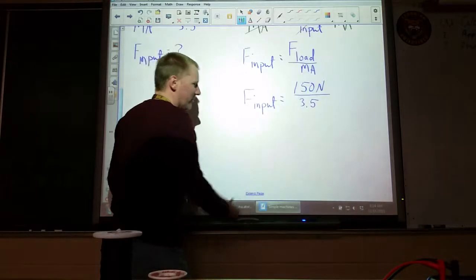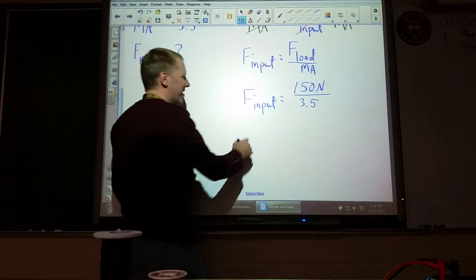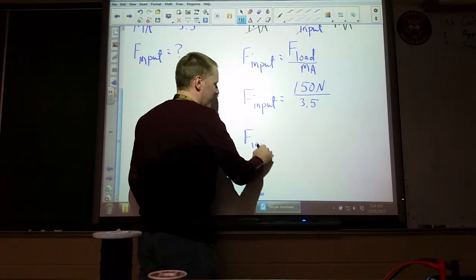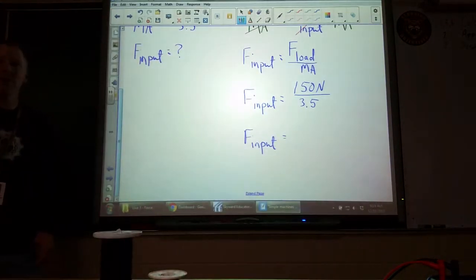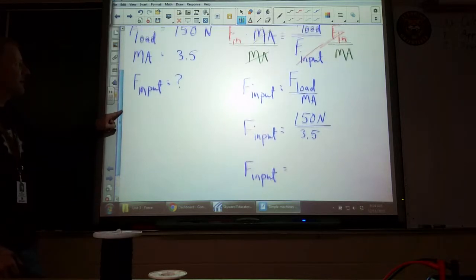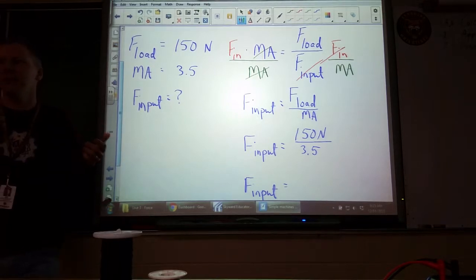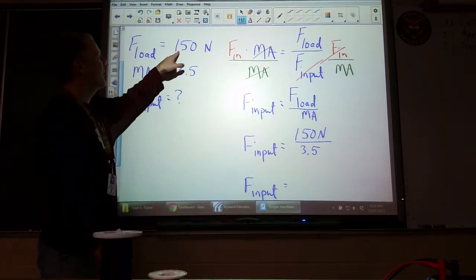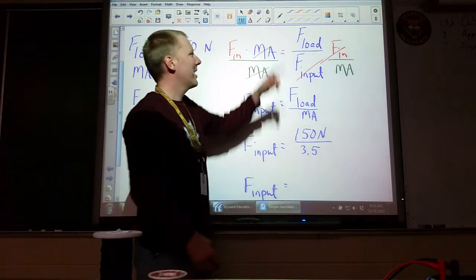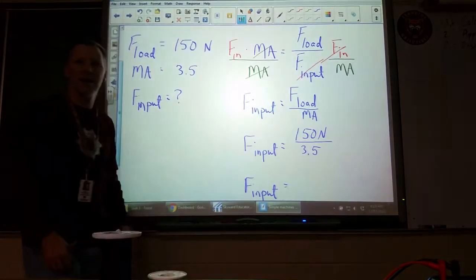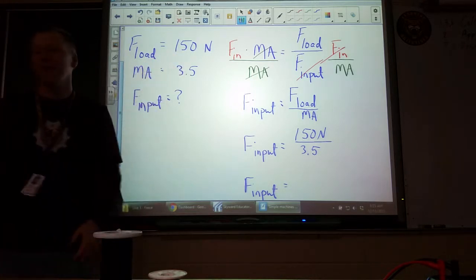Right, but how are you going to remember that that's what you need to do? That's the trick. If you're looking for the F input, one thing you can do to help is reason that a mechanical advantage of 3.5 is going to make it easier. If I'm going to make it easier, I'm either going to multiply or divide in that formula, not add or subtract. So if I'm making that smaller, I must divide.